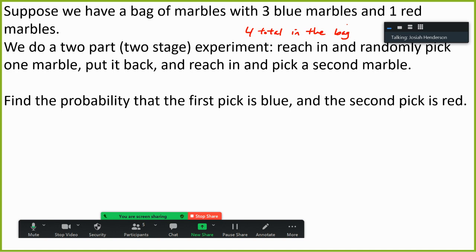So see how we're looking for 2 different events to happen. First pick is blue, second is red. So this is a 2-part or 2-stage probability question because there's 2 different events here. Event A is finding the probability that you reach in and get a blue. And then event B, reaching in a second time and getting a red.